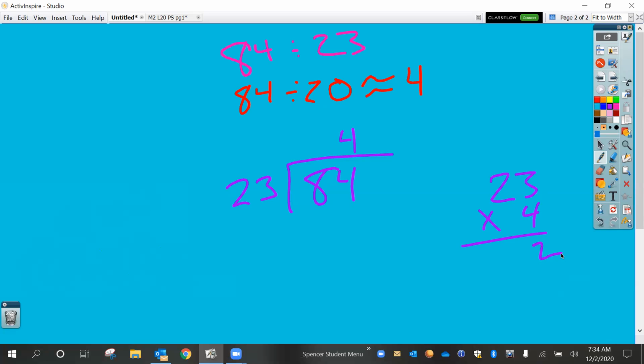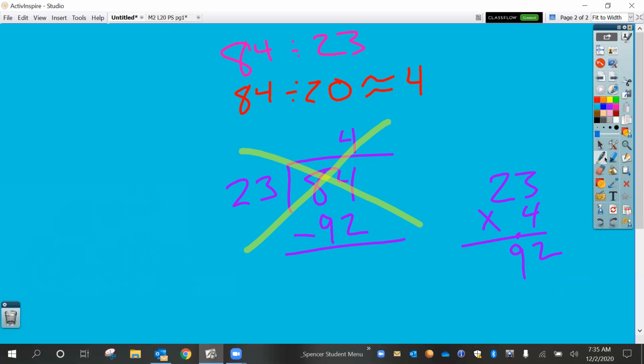4 times 3 is 12. 4 times 2 is 8, plus 1 more is 92. Uh-oh. This is what we're talking about. Oops, let me use a better color to highlight right now. 92 is too much, too many groups to take away from 84. We can't take more away from 84 than we actually have. We have to have less than 84 to be able to equally do that. So 4 groups obviously doesn't work.